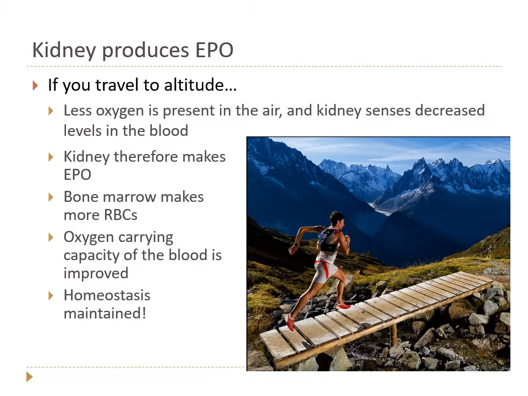So after you are at altitude for a period of time, your body will adjust. You will actually have more erythrocytes than you had when you were down at sea level, and that's a normal adaptation to living at altitude. And then, of course, if you come back to sea level, you have an advantage in terms of your oxygen carrying capacity compared to everybody else. So that's why athletes sometimes train at altitude.